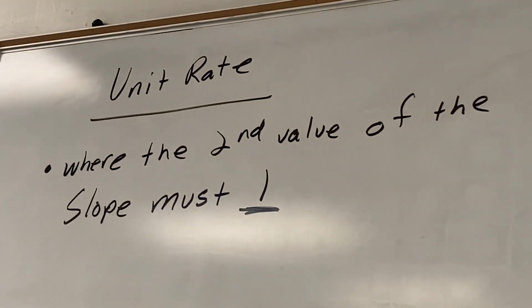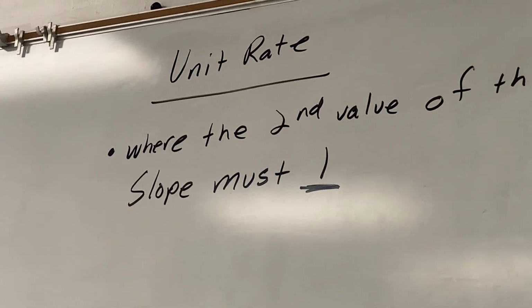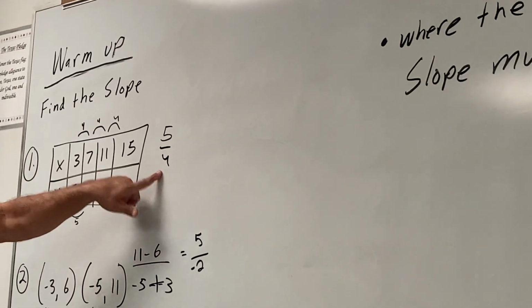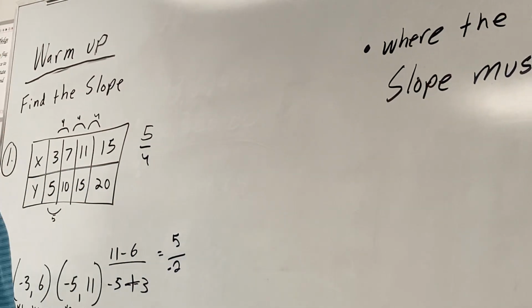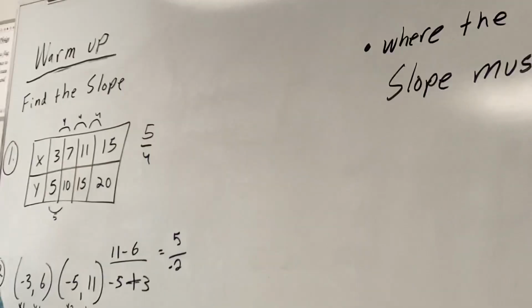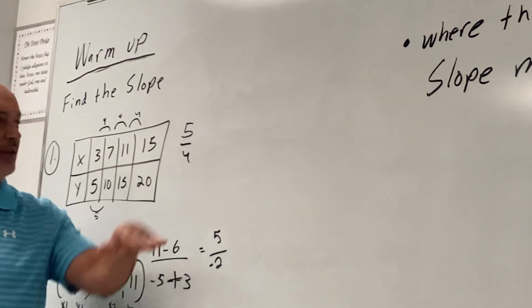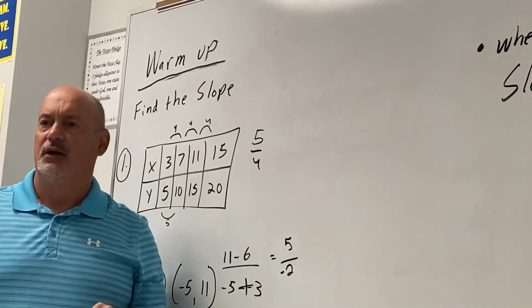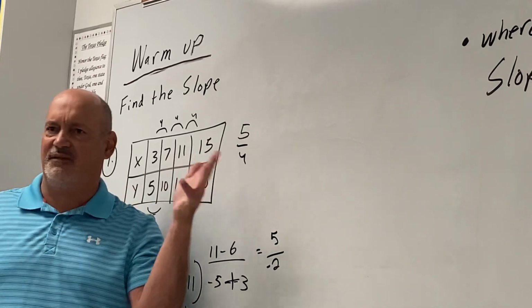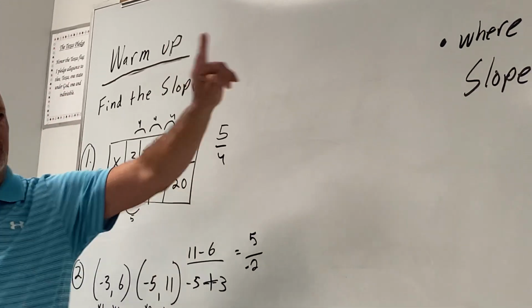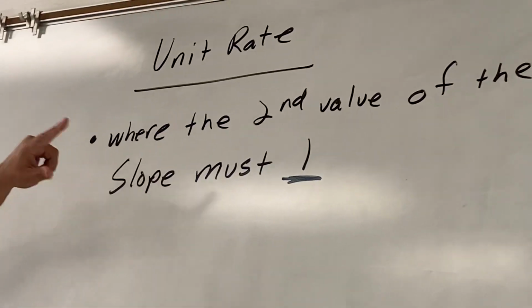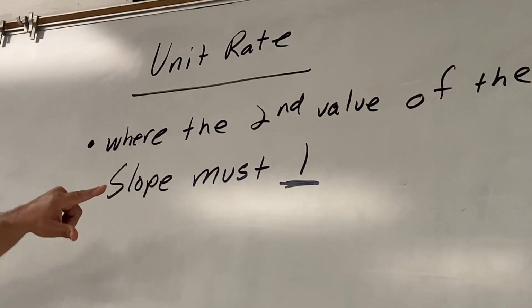So, let's look at these two slopes from the warm-up. The first slope was 5 over 4. Is that a unit rate? No. Why not? Because it's not 1. Good. Which number has to be 1? The top number or the bottom number? Good. Isn't the bottom number the second value in the slope? According to this definition, the second value of the slope must be the number 1.